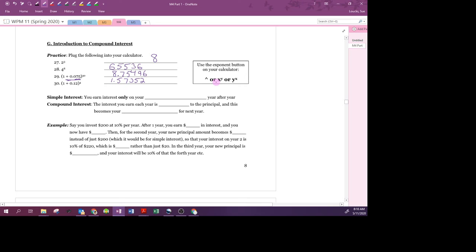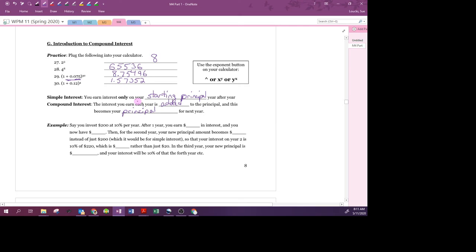Okay. Going on then, simple interest is interest you earn only on the starting principal, year after year. Compound interest is interest you earn each year. The interest you earn each year is added to the principal, and this becomes your principal for next year, which is great if you're lending money and not so great if you're borrowing it.